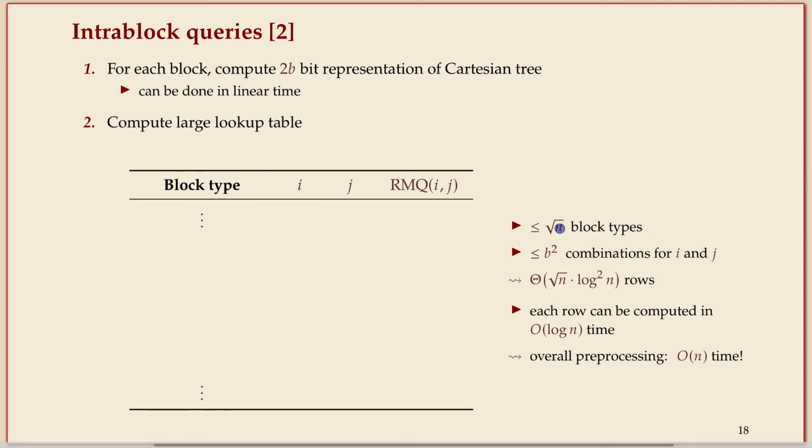So we have square root n different block types. We have roughly b squared combinations for i and j. It's a few less because they're in order. So we have square root n times log squared n rows. Each row, if you do it naively, can be computed in log n time. So if you multiply that all together, you're still far below linear. So the computation of this seemingly huge exhaustive table is actually a tiny fraction of the overall time. It's the least expensive bit, even though it seems to take a while, but compared to the big array, it's nothing.